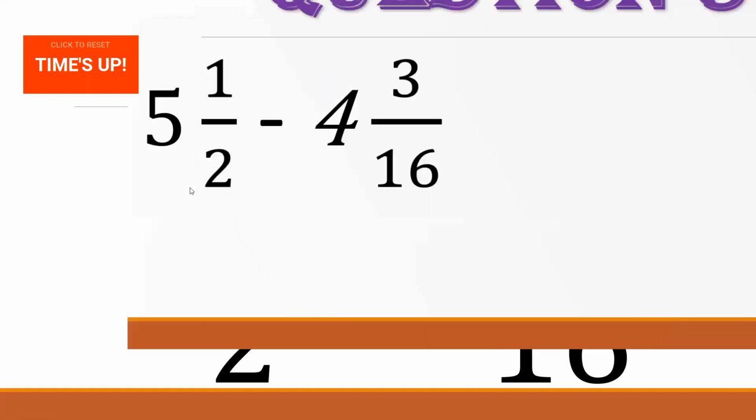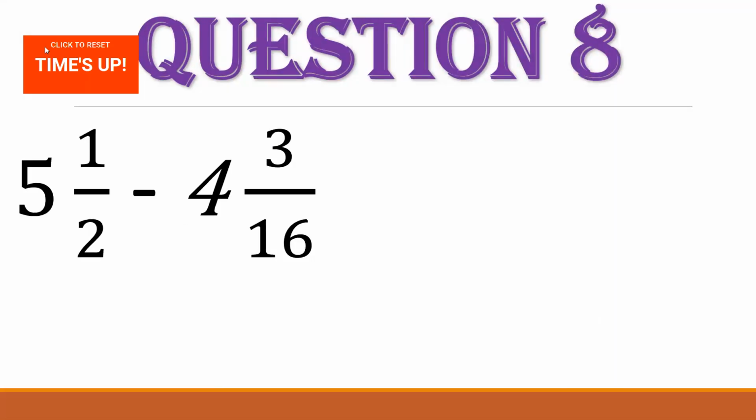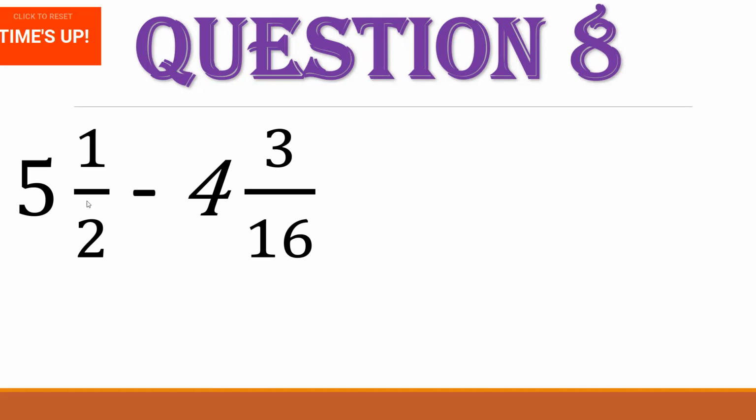Okay, question 8 now. For this question, 5 and 4 is easy. You see that 5 minus 4 you can do, but for 1 over 2 and 3 over 16, we must make a plan. So we must make them both 16, right? Each we can make 16.